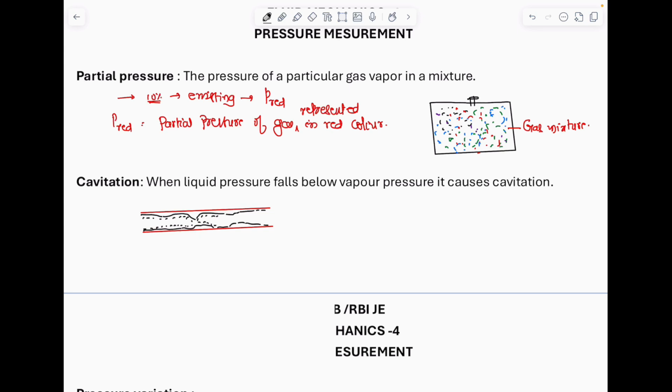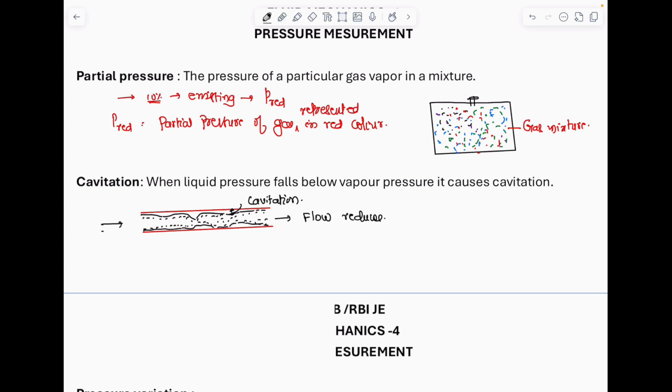Sometimes the pipeline will not be flowing at full depth. Some variation, some gaps will be existing. These gaps are called cavitation. Cavitation is nothing but a hole, nothing but a gap. And due to this cavitation, what happens? Flow reduces.